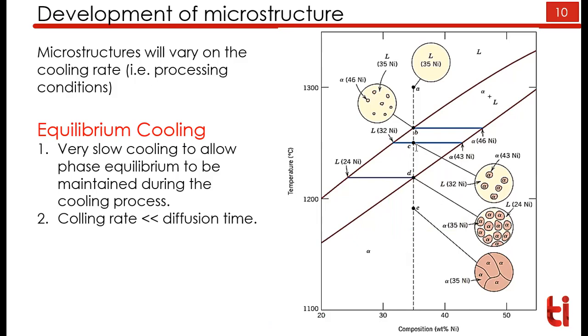Now from there I cool down and reach point D. At point D, ideally the liquid should be very small. In most places I should have only alpha grains, alpha particles, at point D.